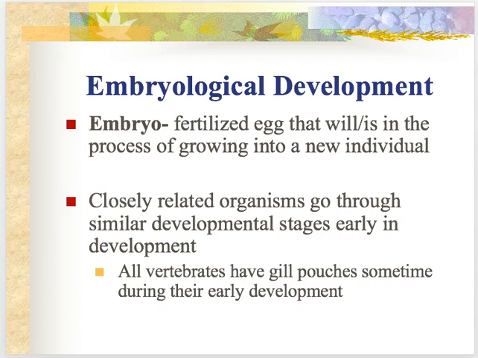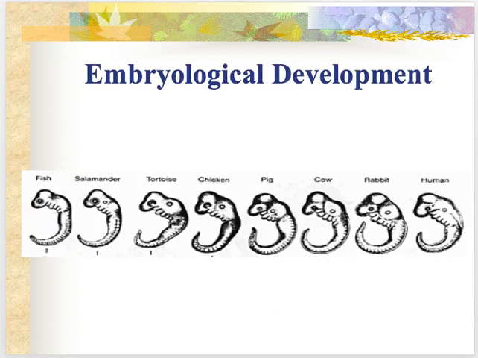So the closely related organisms go through similar developmental stages in their early development. Where it gets creepy, all vertebrates, that means everything with a backbone, is going to have a gill pouch at some time in their embryonic development. And this is what is really creepy. They all look like they're some sort of an alien, don't they? But you'll notice the fish, the salamander, the tortoise, the chicken, the pig, the cow, the rabbit, and the human all look amazingly similar as an embryo, and that is because of common ancestry.